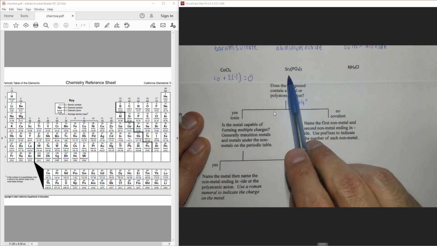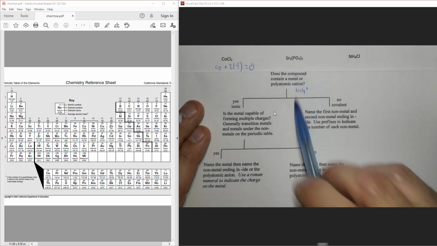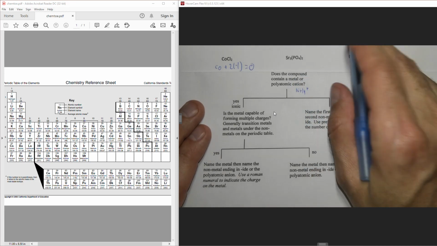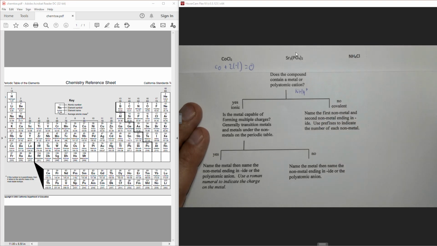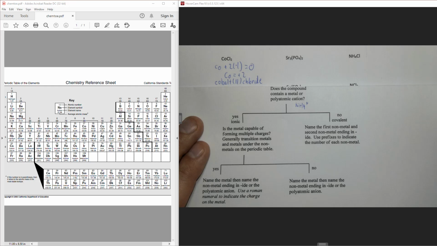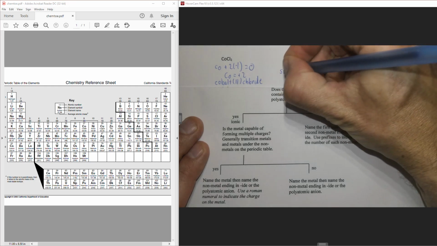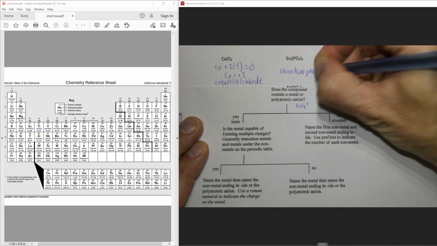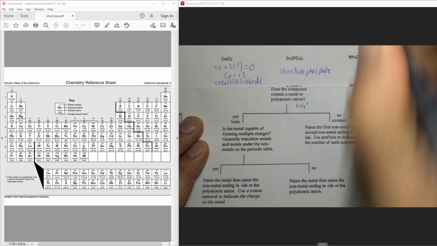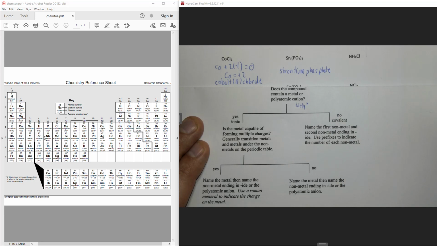All right, we have SR with PO4. Again, having the previous question is useful. That's why they're in that order, so you can look up there and see that this is phosphate. Okay, so we need to find the metal. This does contain a metal, and we need to find it. Strontium, it's right there. It's main group, so therefore we do not need the Roman numeral. So we can call this strontium phosphate. No Roman numeral because strontium is main group.